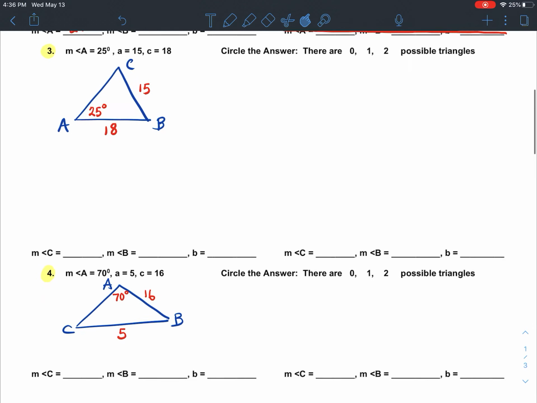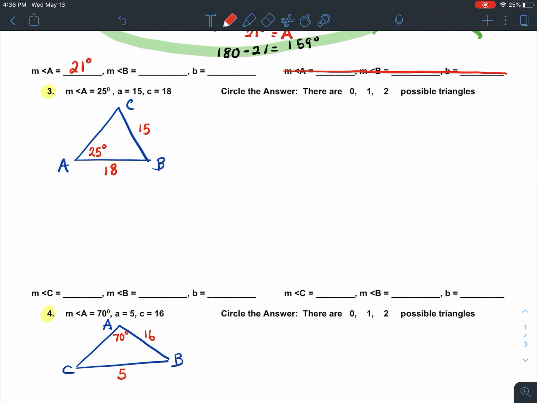Okay, here I have the picture drawn for you. Again, it's very difficult to tell whether we're going to say 0, 1, or 2 possible triangles until we actually get into the meat of the problem here. Okay, I see my strong ratio, sine 25 degrees over 15.